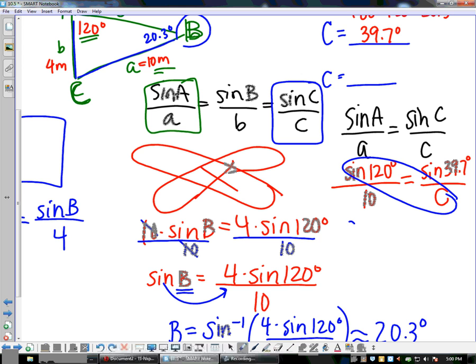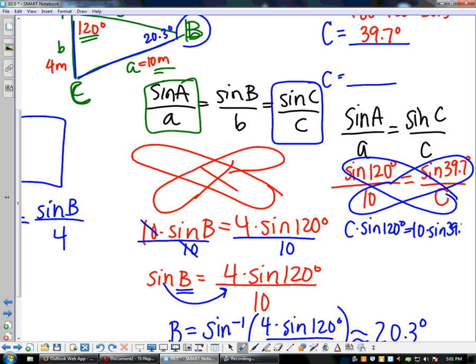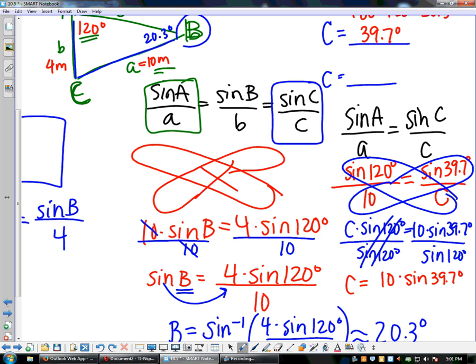So C times the sine of 120 degrees is equal to these two values, 10 times the sine of 39.7 degrees, and to solve for C, I'm going to divide both sides by the sine of 120 degrees. So again, in my calculator, I know I'm running out of room a little bit. You're going to type in c is equal to 10 multiplied by the sine of 39.7 degrees, all divided by sine of 120 degrees.